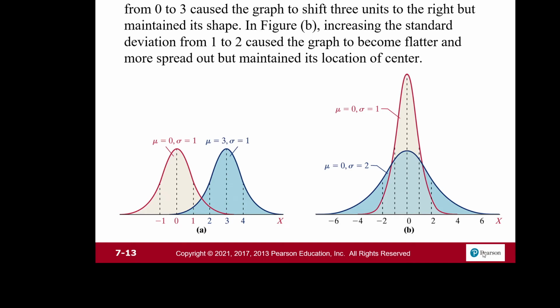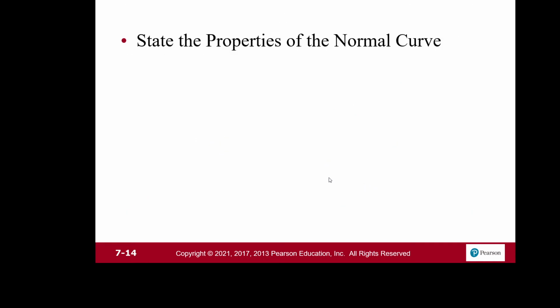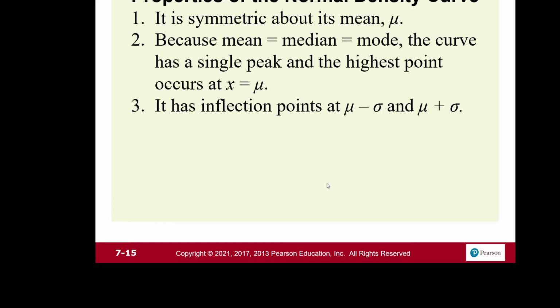There are different shapes, though. There are different normal distributions. There are some that spike up, go lower or flatter. So let's look at some of the properties of a normal density curve, though. Okay. So one of the things is that it is symmetrical.